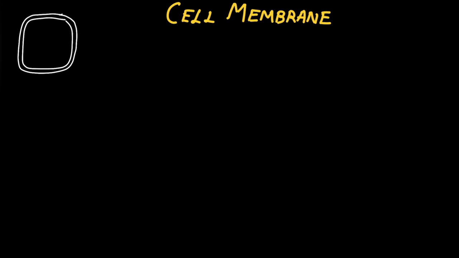This is a video on the cell membrane, that is the outer lining of the cell. Here is a eukaryotic cell. Eukaryotic cell means a cell with a nucleus. A cell with a nucleus is called a eukaryotic cell. Prokaryotic cells do not have a nucleus.